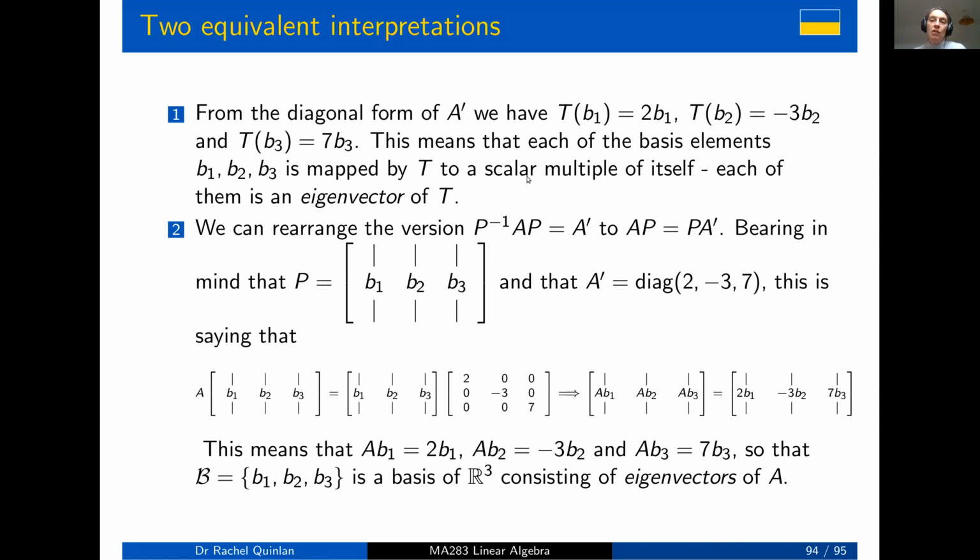So what we're saying here is that each of the basis elements, b1, b2, b3, is mapped by the transformation T to a scalar multiple of itself. And we would say then that each of those is an eigenvector of this transformation T. So that's what it means to be an eigenvector.